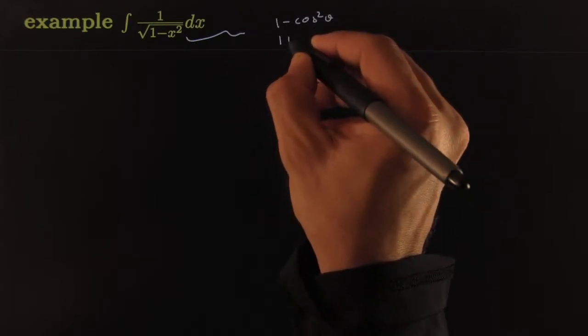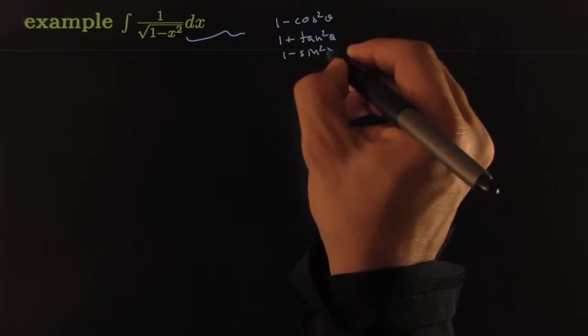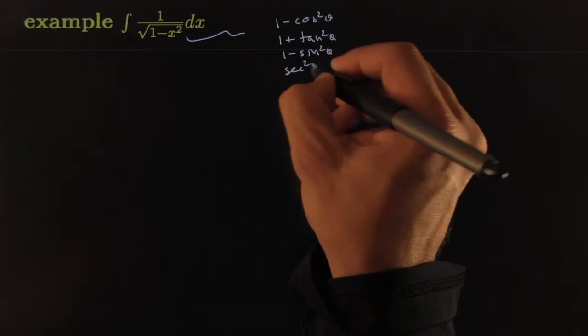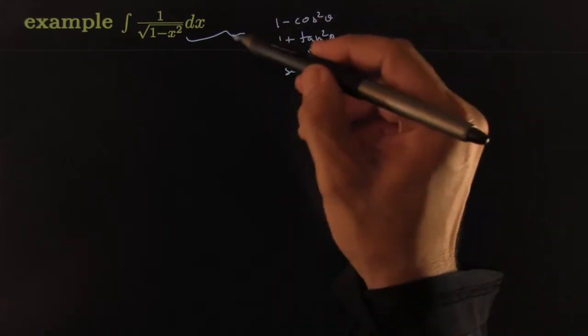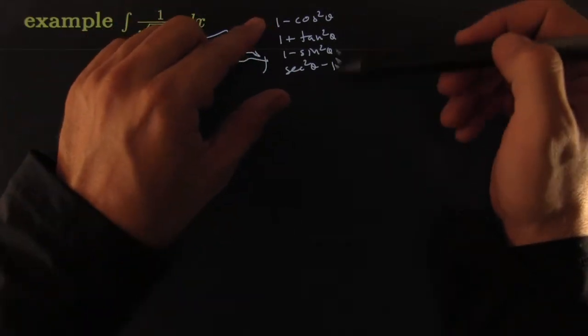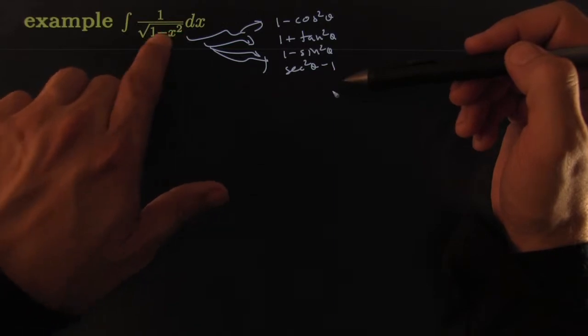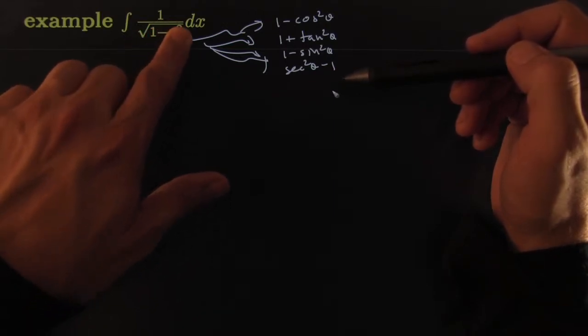Does it look like 1 plus a tangent squared theta? Does it look like 1 minus a sine squared theta? Does it look like secant squared theta minus 1? Often it's one of these guys, and every one of these guys is special because they all turn into a monomial, and everything would be nice. Wouldn't it be nice if that was the square root of a monomial instead of binomial? Because then we could easily take the square root of it.